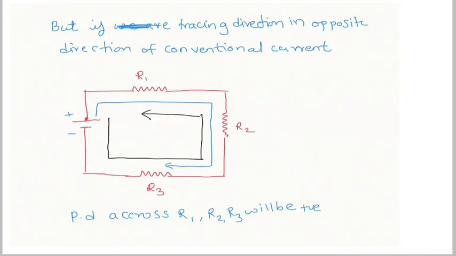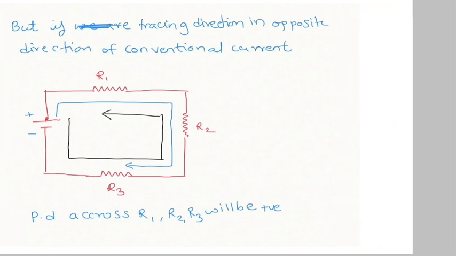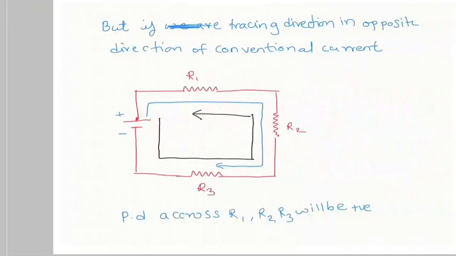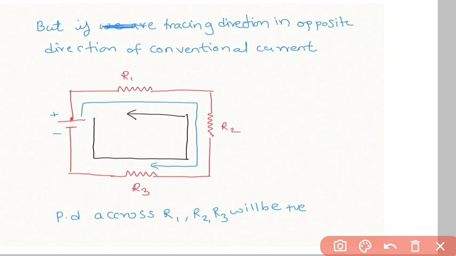Now next is, if the direction of tracing is opposite to the direction of current. Now if you can see the black line, it is moving in the opposite direction. I will be starting from here, moving in this direction from here to here. So first I will be considering R3. It is in the opposite direction to the direction of current. So the potential difference across R3, R2 and R1 will be considered as positive.